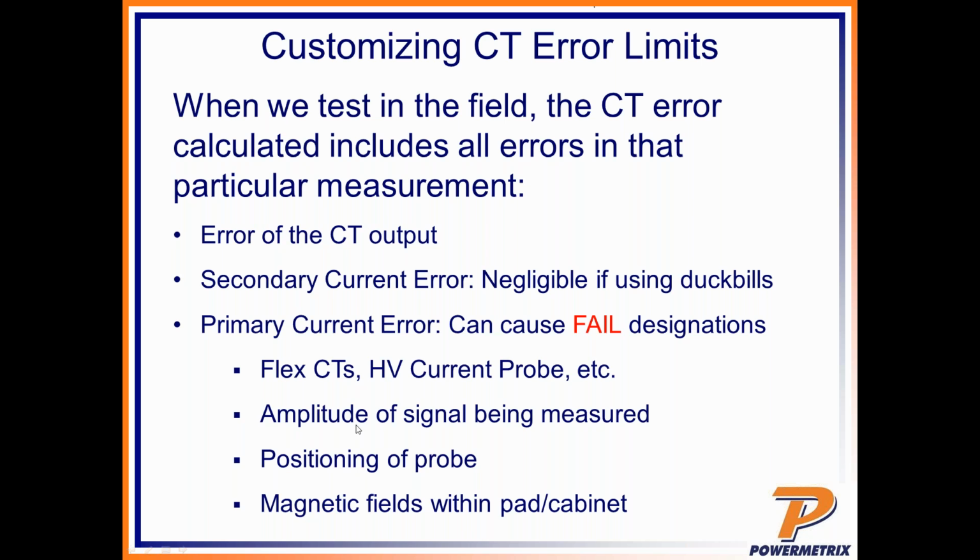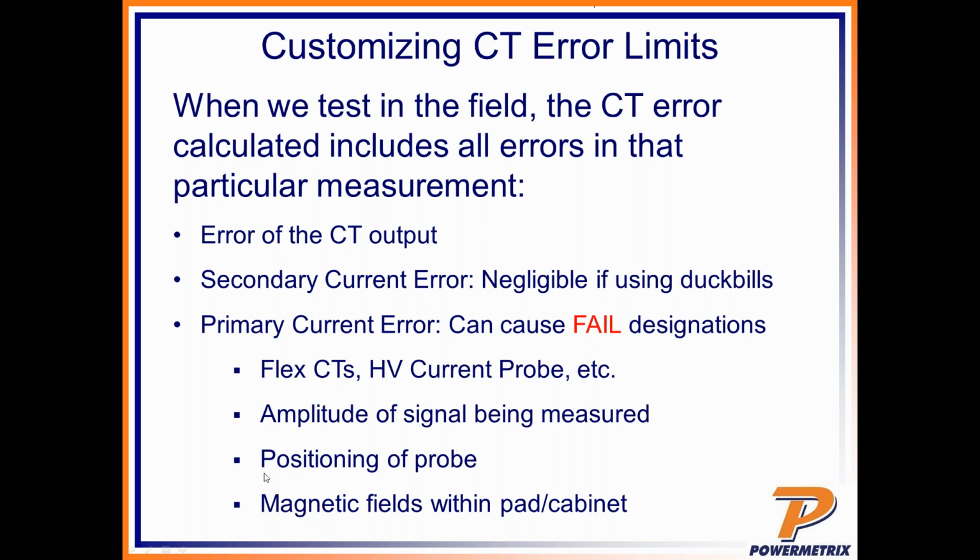You've also got different amplitudes of that primary signal being measured. So if you've got a really, really low loaded CT, not only can the CT not measure that input perfectly, but these other probes can't measure it perfectly as well, especially if you're really, really low, right? Say you've got a flex CT that's rated up to 3,000 amps and you're trying to measure 5 amps with it on a primary or something stupid like that.